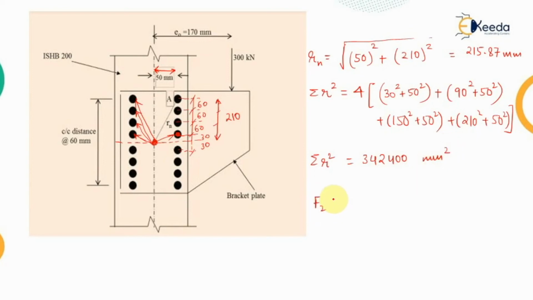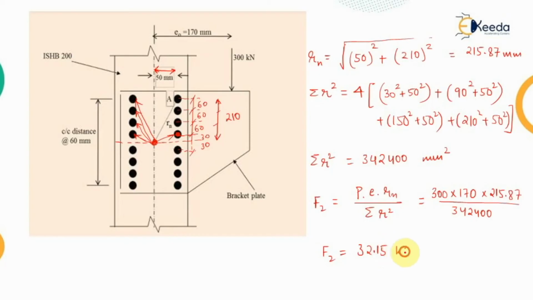Now if we write down the formula for F2 again, that is P into E into Rn divided by summation R square. Now if we place all the values here, P, that is the external load, is 300 kilonewton, while the eccentricity is 170 millimeter, into Rn, which is 215.87, divided by 342,400 square millimeter. So this F2 value will be in kilonewton, because the units cancel out. The value that we are getting for F2 comes out to be 32.15 kilonewton. So for the critical bolt, that is bolt A, we have calculated the values F1 and F2 respectively.